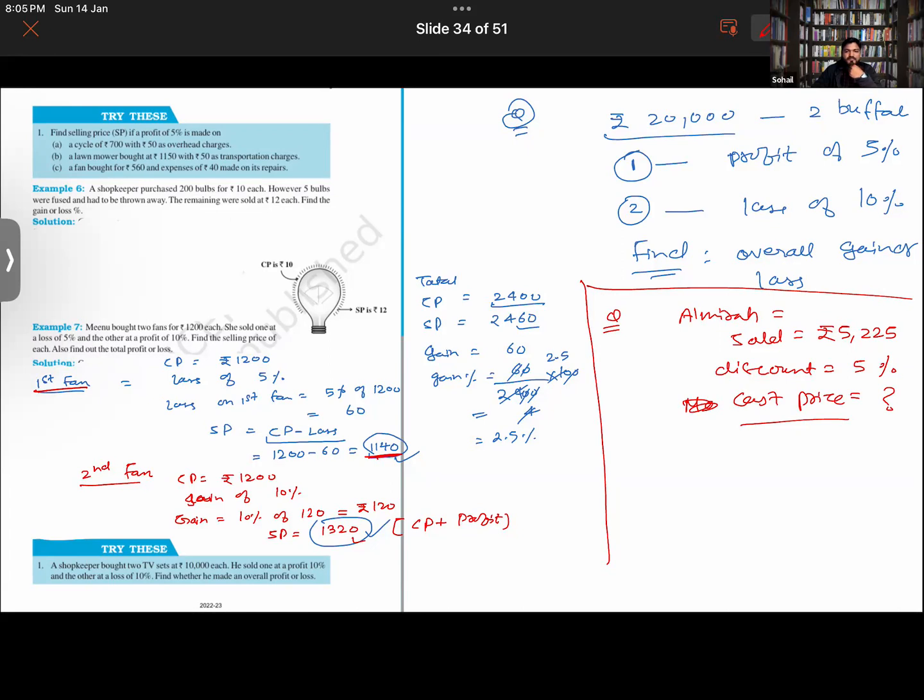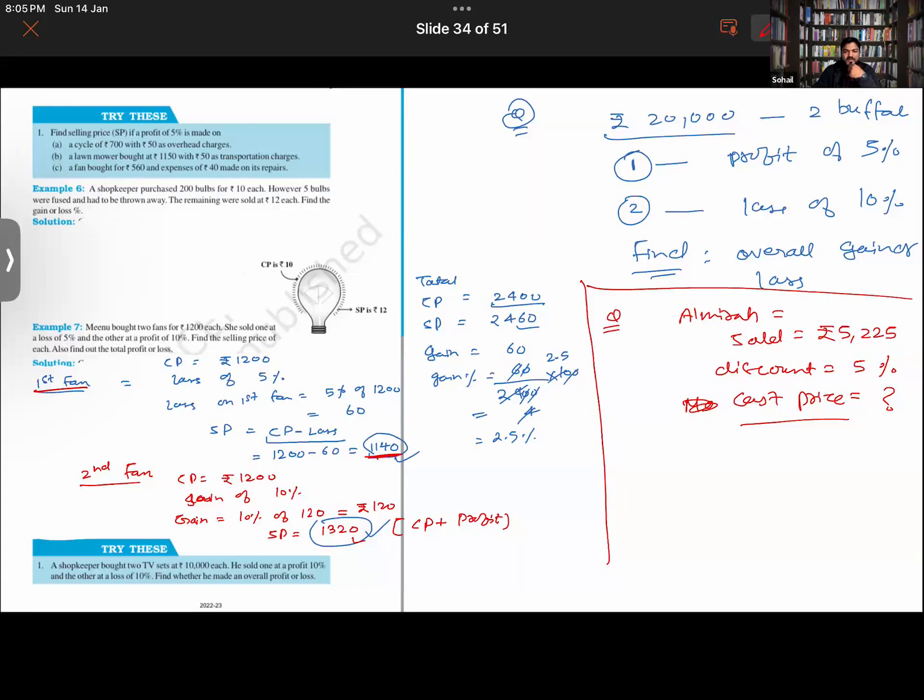So the overall gain is 19,000. Overall gain you are getting is 19,000. Is it an exact value or an approximate value that you have found? It is exact. So there is a gain here. 19,000 you are getting.